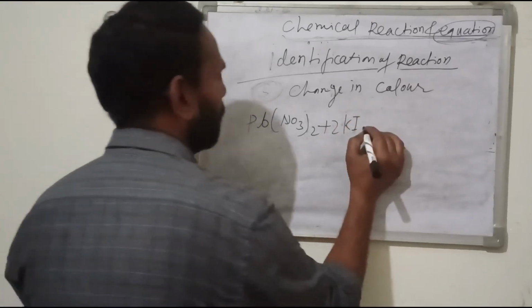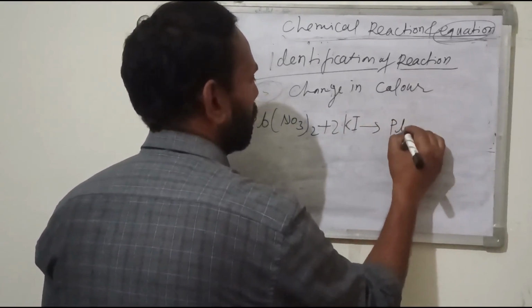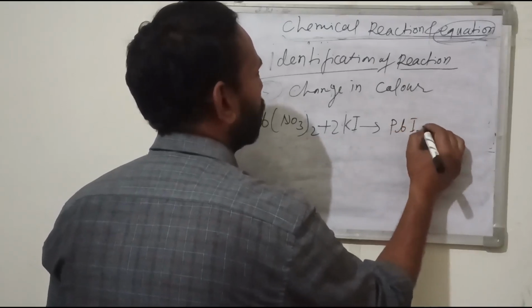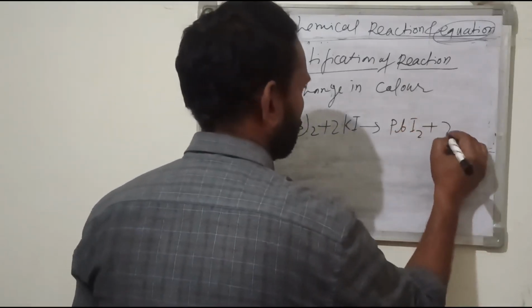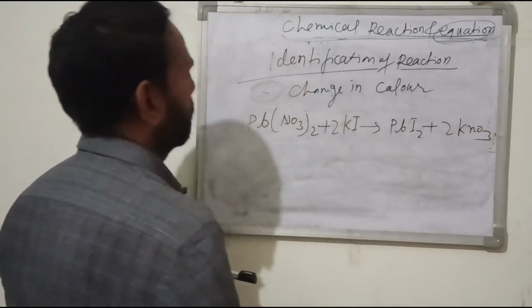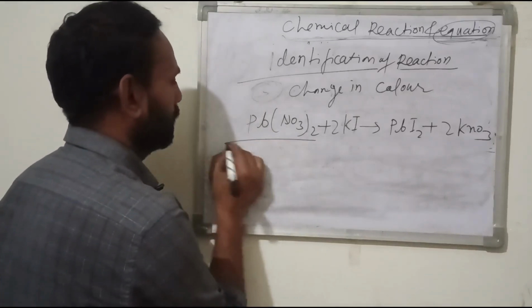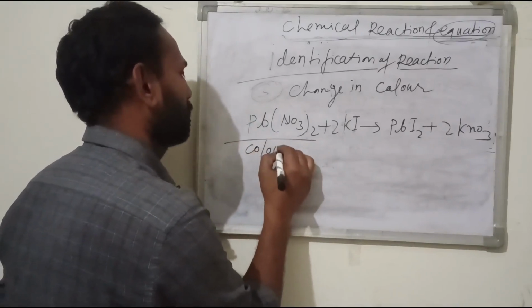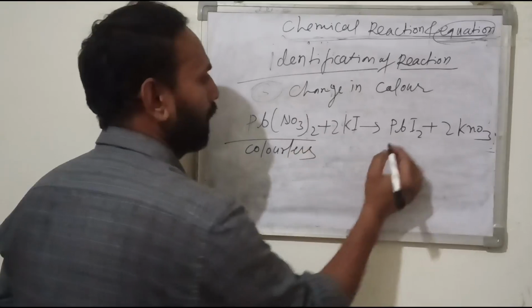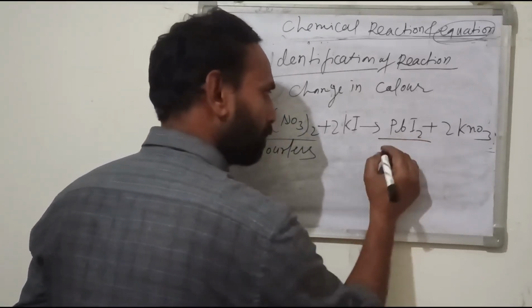When both react, they make lead iodide and potassium nitrate. Okay, here this is colorless and the lead iodide color is the yellow color.